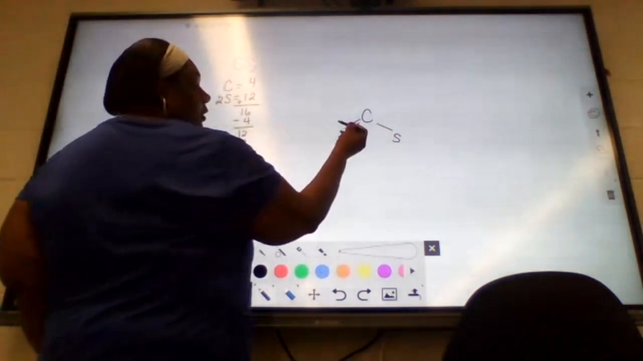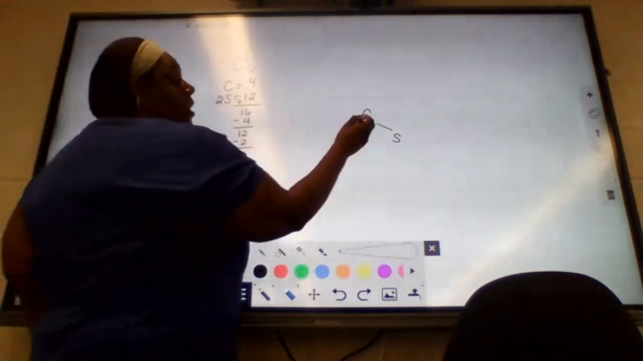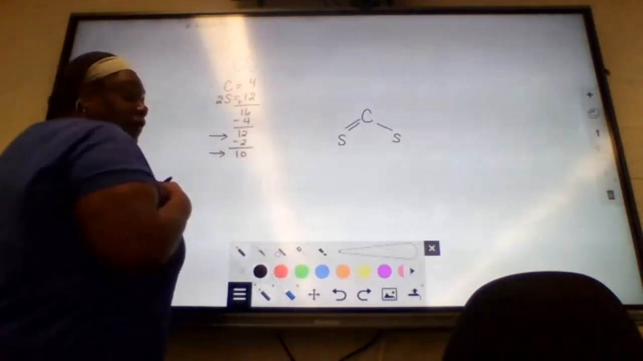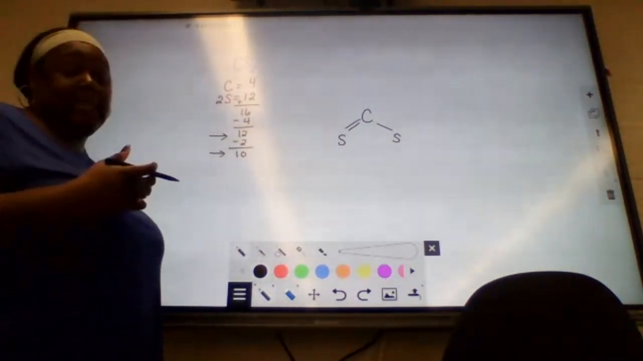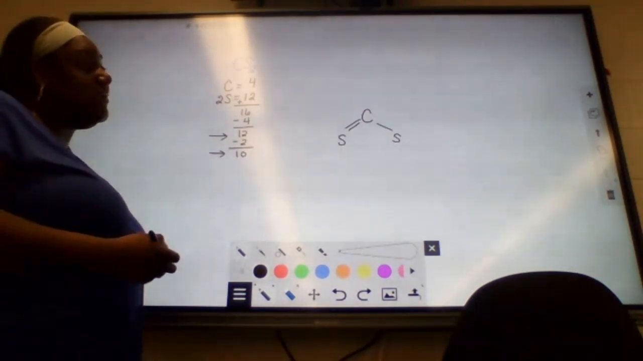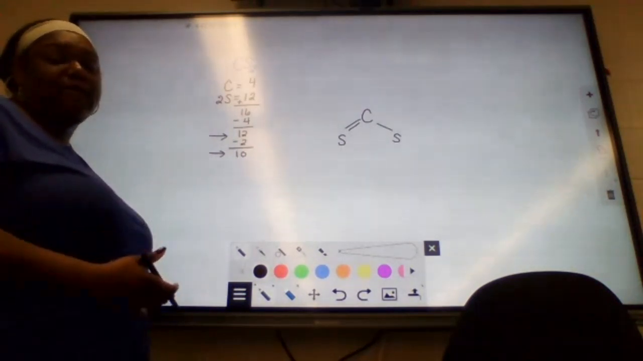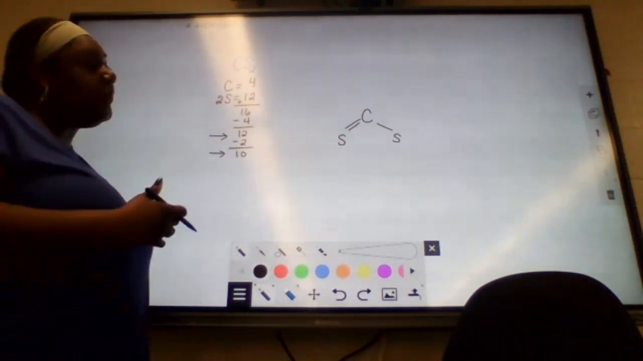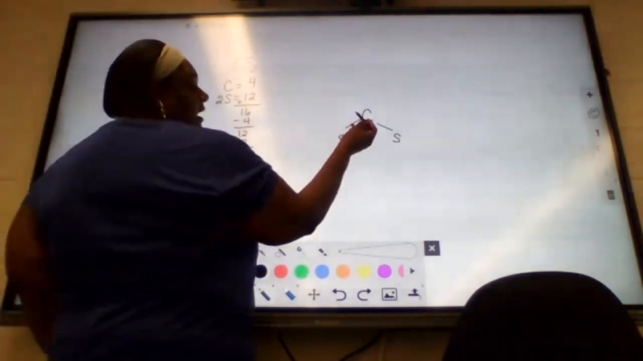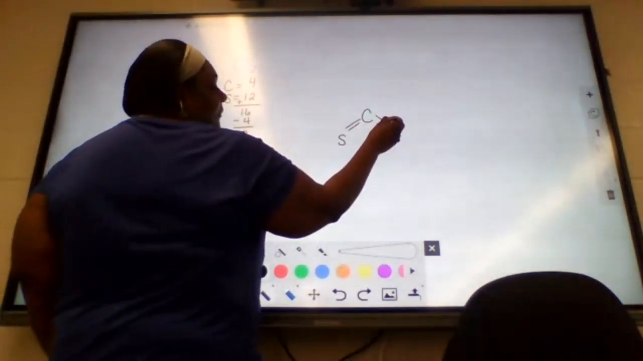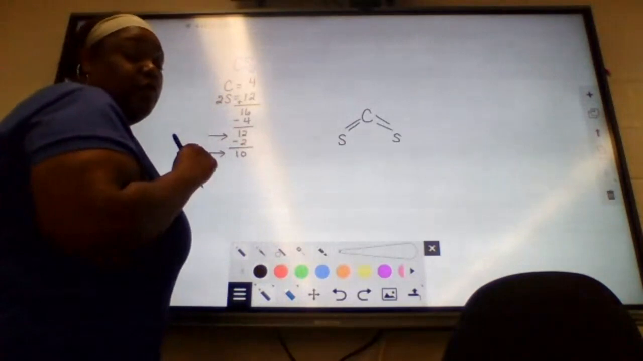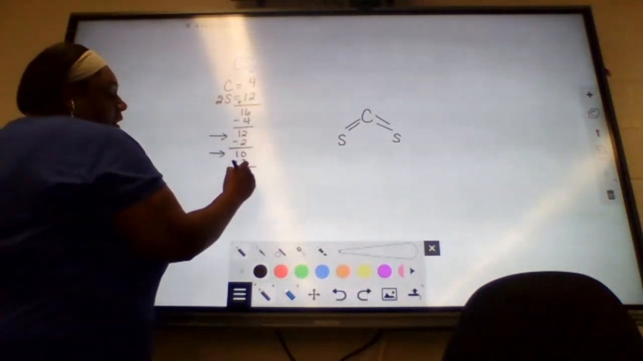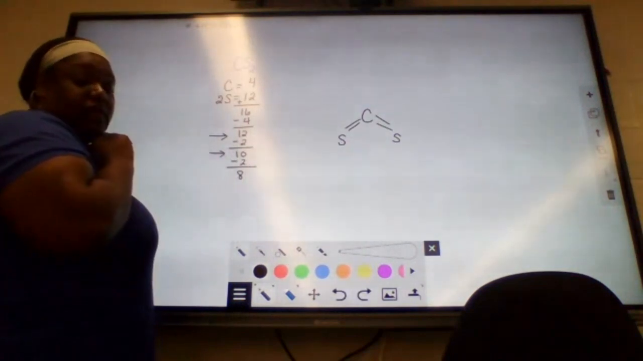Now, I could make a triple bond, or I could make a double bond. Which one do you think we should do? And I'm going to tell you what that answer is. What we find is that nature prefers symmetry. Nature prefers symmetry. So instead of adding a triple bond, I'm going to add a double bond to balance that structure out. And when I do that, I have a grand total of 8 valence electrons.